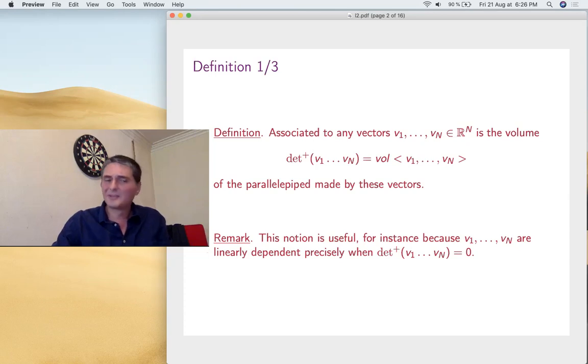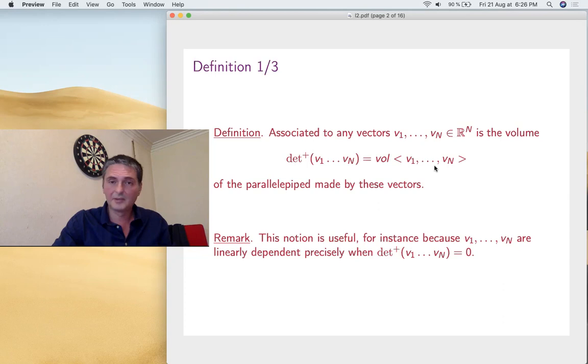Now, there's a problem. This is not exactly the determinant, because this is the absolute value of the determinant. We'll see that in a second. So let's put this sign here. That plus of a system of vectors v1, ..., vn is the volume of the parallelepiped. Okay, so it's a positive number. So let's see what we get. This is definitely very interesting for applications, computing these volumes.